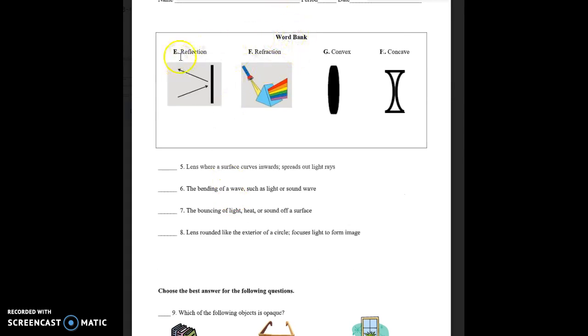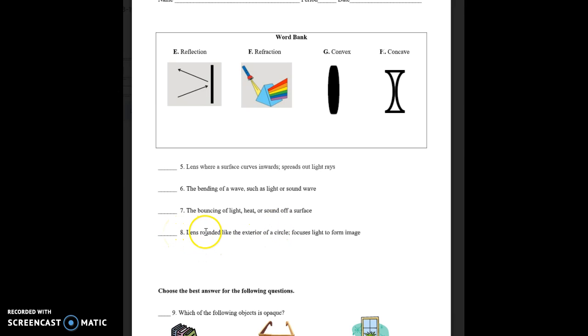Word bank. E. Reflection. F. Refraction. G. Convex. H. Concave. Number 5. Lens where a surface curves inward, spreads out light rays. Number 6. The bending of a wave, such as light or sound wave. Number 7. The bouncing of light, heat, or sound off a surface.